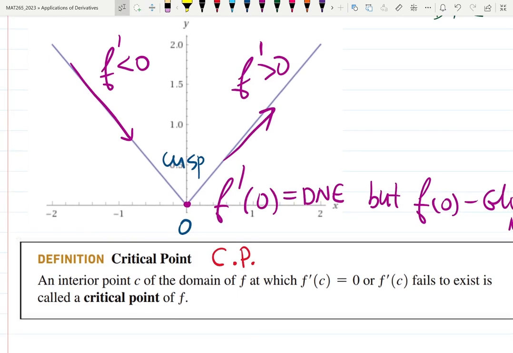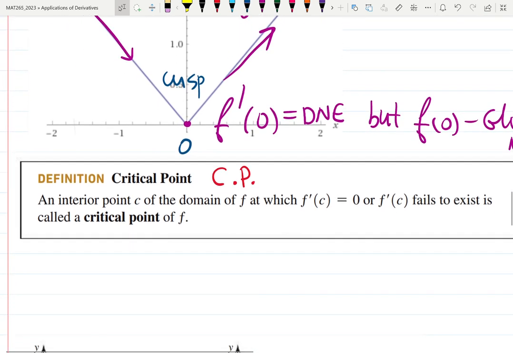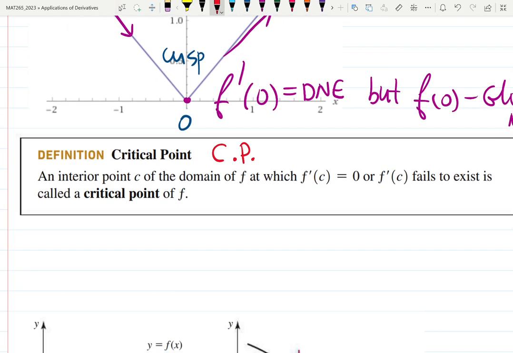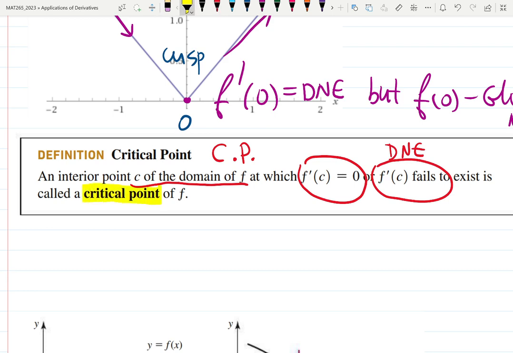Critical points. I call them CP in this class. Yeah, I'll have all those notes in Canvas. An interior point c of the domain of f. Can you please write this down? A point c in the domain of f. That's going to be important. It has to be in the domain. Where f prime at c is 0, or does not exist. I'm just going to write DNE. Called a critical point. So, interior point c.